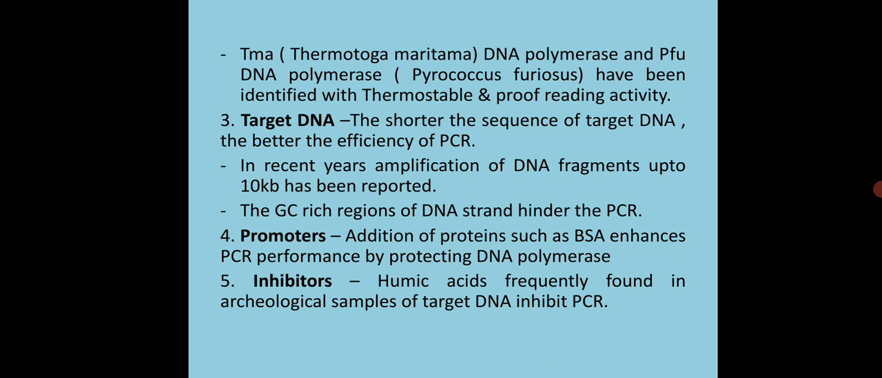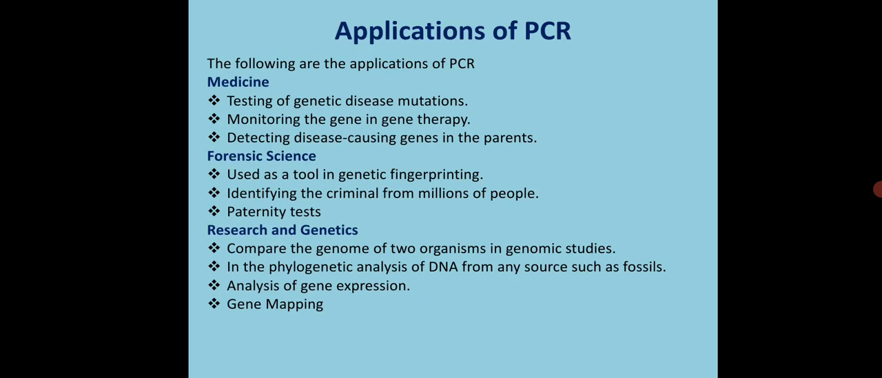Fourth one is a promoter. Addition of proteins such as BSA enhances the PCR performance by protecting DNA polymerase. The fifth key factor is inhibitors. Humic acids frequently found in archaeological samples of target DNA inhibit PCR.